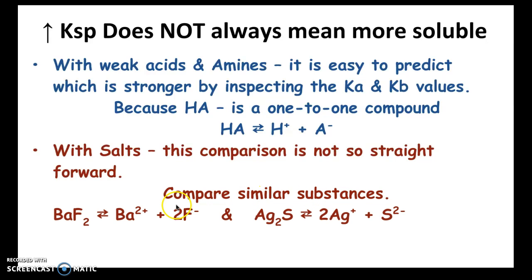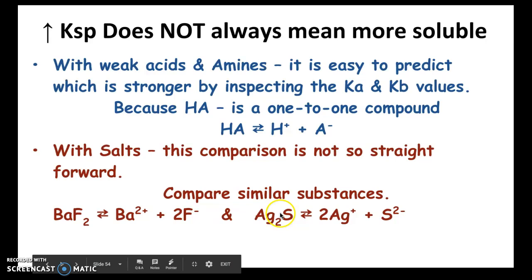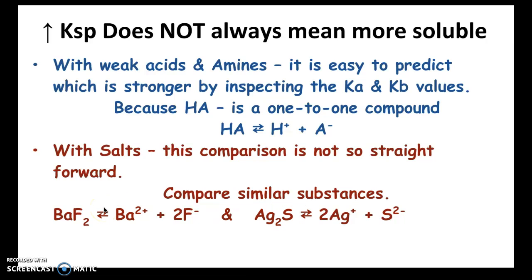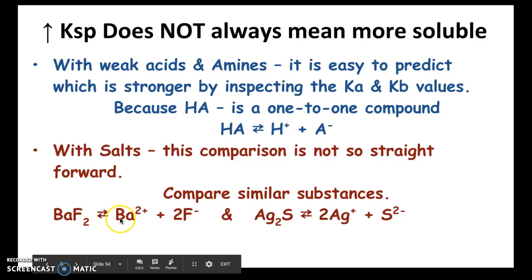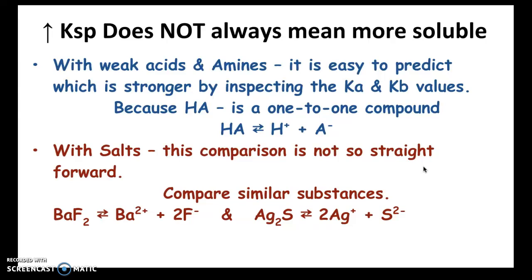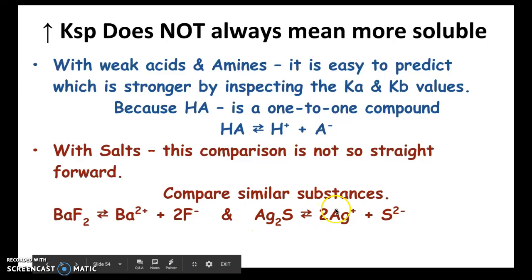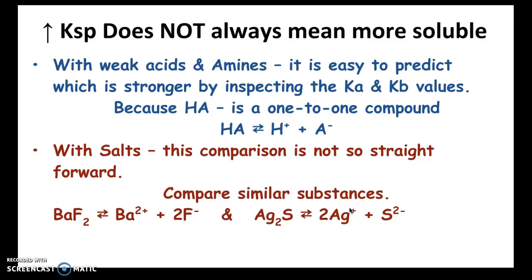So what do I mean by that? Let's say you're comparing BaF2 and Ag2S, and you're comparing their ionizations. We can see that in both cases they break apart into 3 separate pieces, so you can compare them from there. Or if you're looking at the same type of salt, like comparing silver sulfide with silver chloride and focusing on the silvers, then that may work as well, depending on what you're looking at. But we can't always just look at the Ksp.